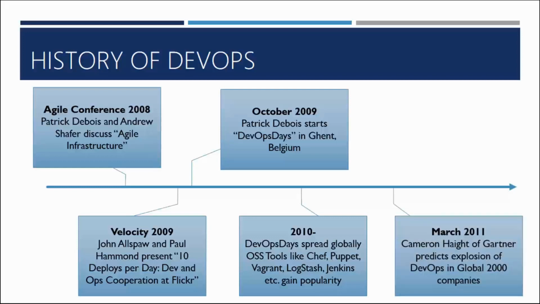In March 2011, Cameron Haid of Gartner predicted an explosion of DevOps in Global 2000 companies, where he basically suggested that the next 5 to 10 years would be very important for DevOps. And here today we find the actual usage of DevOps being more and more within enterprise-level apps and software development. So we're certainly shifting from traditional software development to more of a DevOps environment.